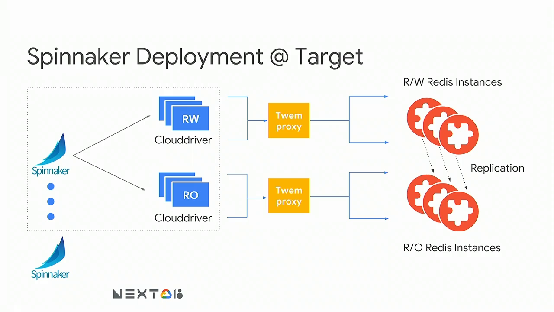Those Cloud Driver implementations talk to fleets of read-write Redis instances that are replicating their data to read-only instances of Redis, so we can manage that. And in between the two, we actually run an open source application called Twemproxy that allows us to shard data across multiple Redis instances, so we can get that feel of a multi-threaded Redis instance, even though it's single-threaded. And this whole thing is automated and configured in such a way that if we even need to bring up a whole new Spinnaker installation in order to support something, we can do that at effectively the press of a button.